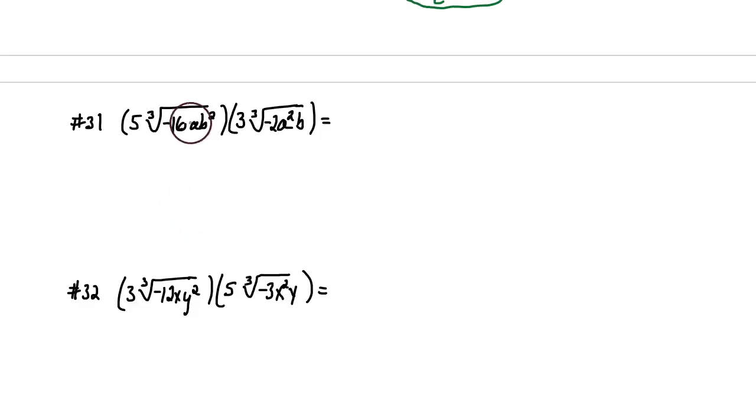Number 31, we have a multiplication problem right in there. So 5 times 3 makes 15. And now inside our radical, we can do some multiplying. Negative 16 times negative 2 makes 32. And a times a squared makes a cubed. And b squared times b makes b cubed.